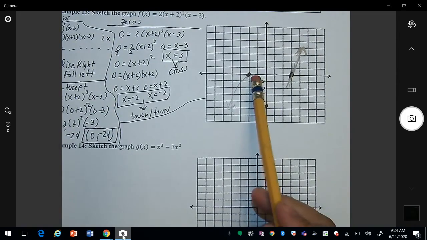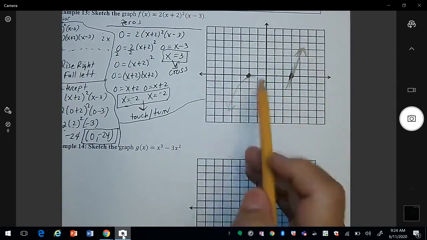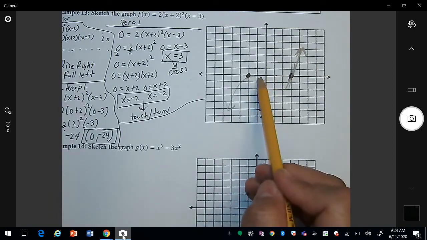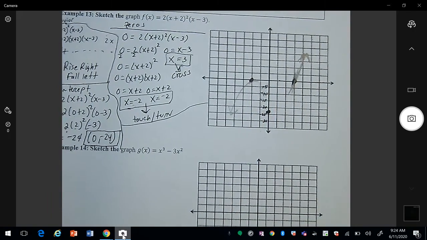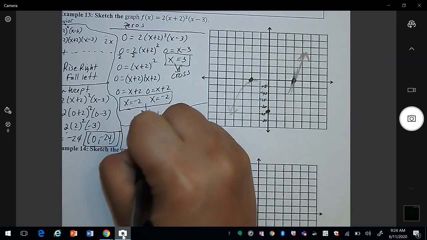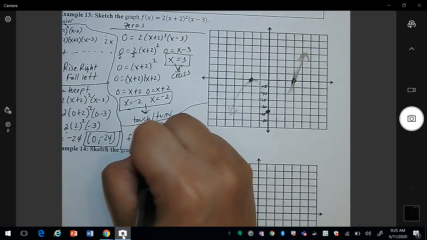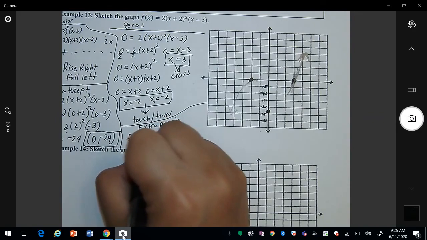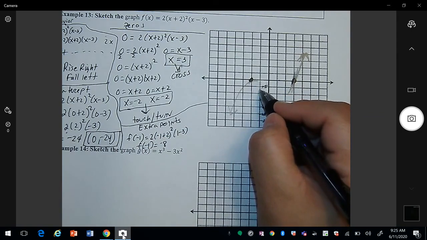Then we need to figure out any other points in between here. So we can choose additional points. That's step number 4. And to figure out exactly what happens with the graph, I'm going to use negative 1 and positive 1 to figure out extra points. Okay, so extra points to make our graph better. So f of negative 1 would be 2 times negative 1 plus 2 squared and negative 1 minus 3. So f of negative 1, if I evaluate it, comes out to negative 8. So at negative 1, I get negative 8, which is maybe around here.